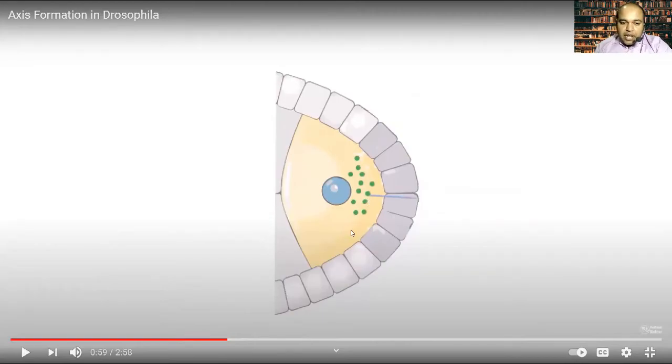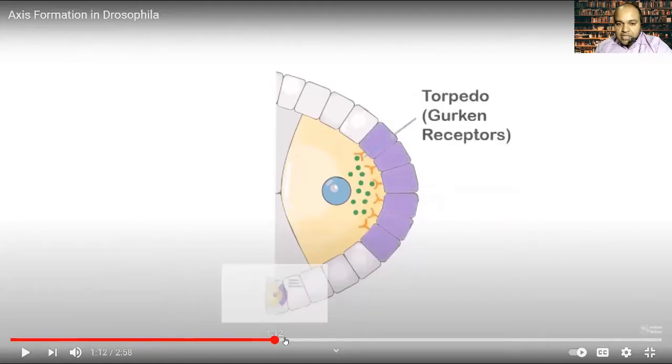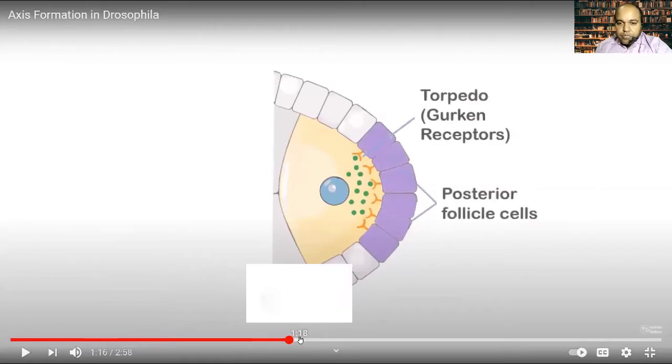This gurken mRNA will bind to a protein structure, and it is the receptor for the gurken protein that is referred to as the torpedo. Torpedo is referred to as the receptor of the gurken protein. It is this torpedo where the gurken receptors are present. Once the gurken binds to the torpedo, it will cause the posterior follicular cells to differentiate.